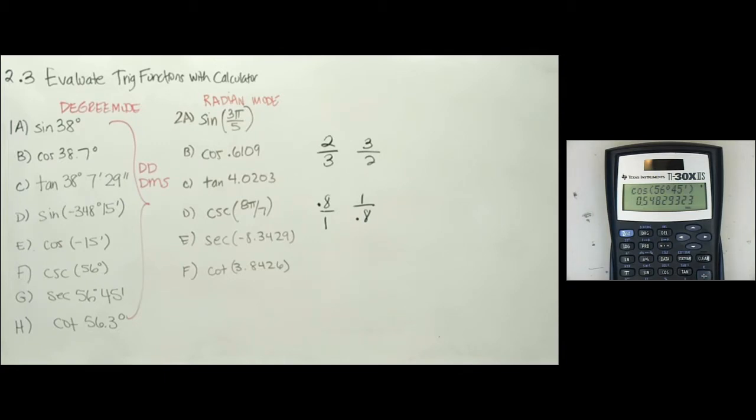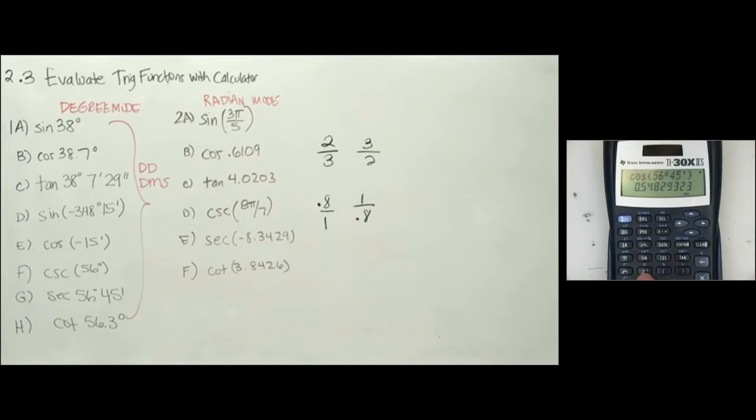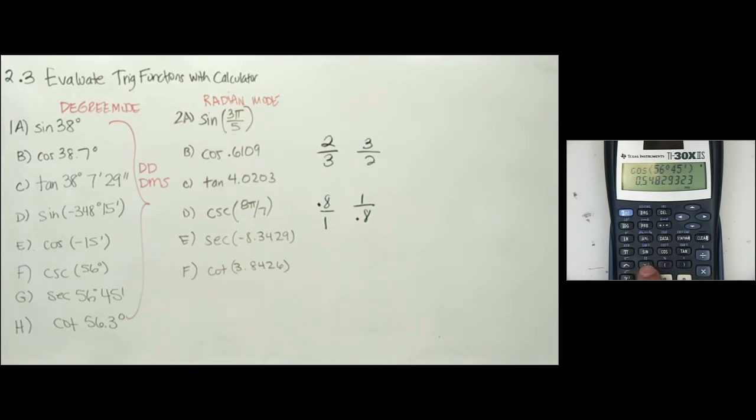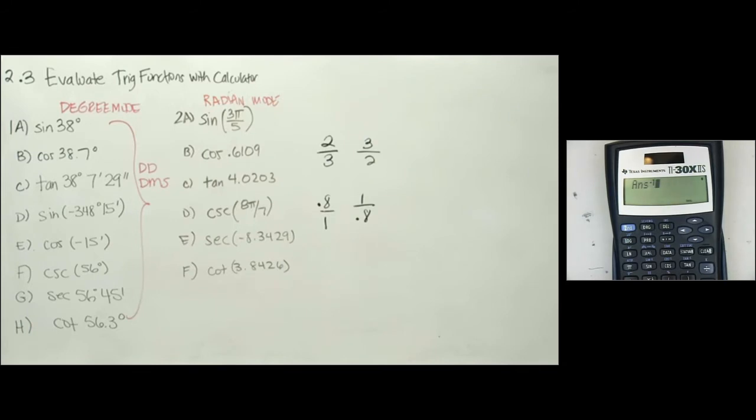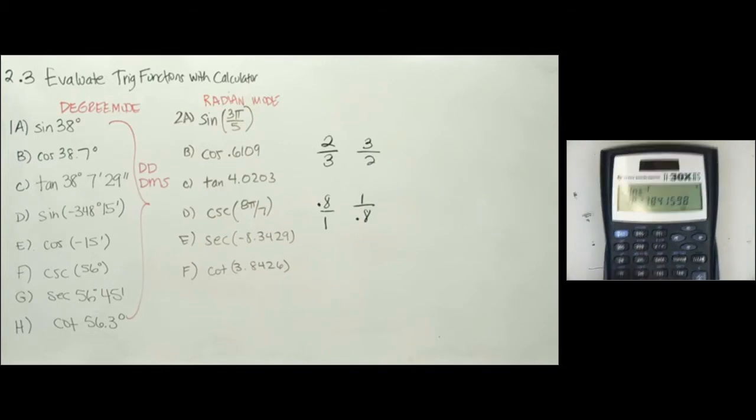So on the 30, the reciprocal button is right here. It's x to the -1. All you got to do is hit it. It puts that -1 exponent there. You hit enter. There's your correct answer. Let's do it at the pro.